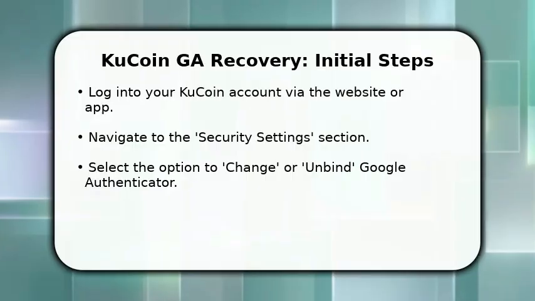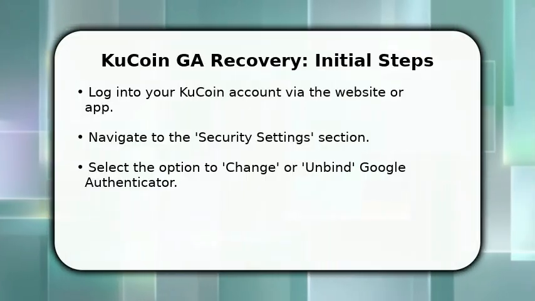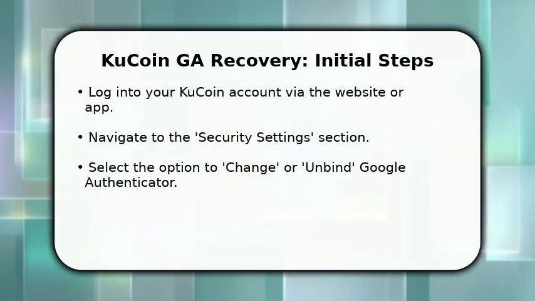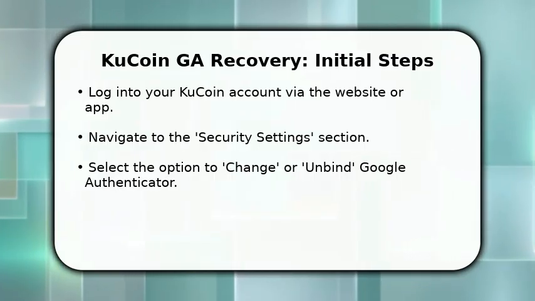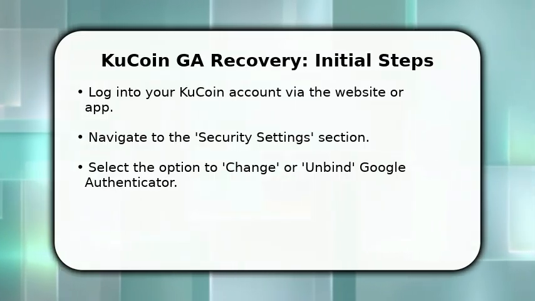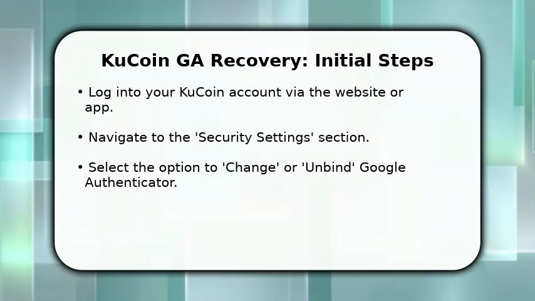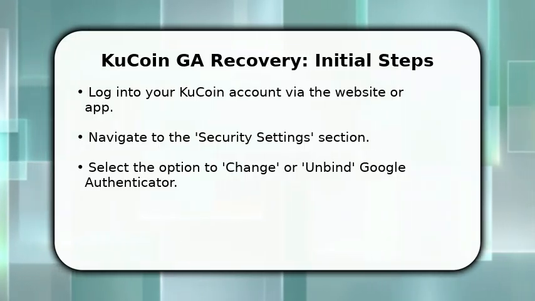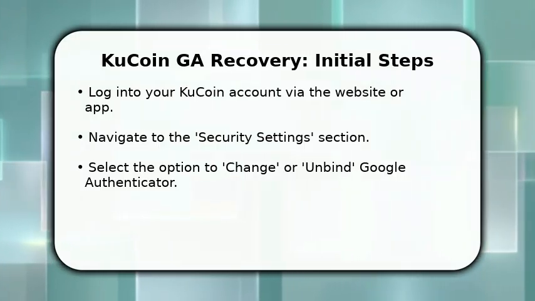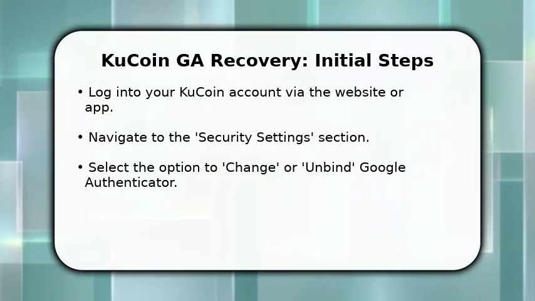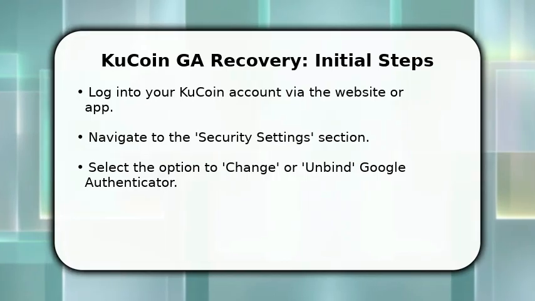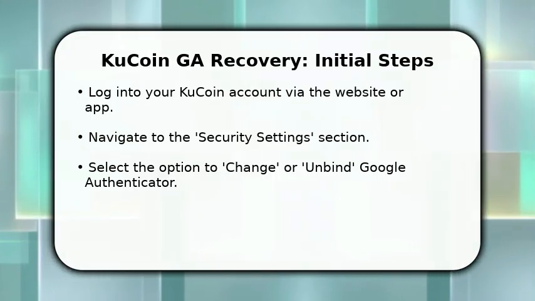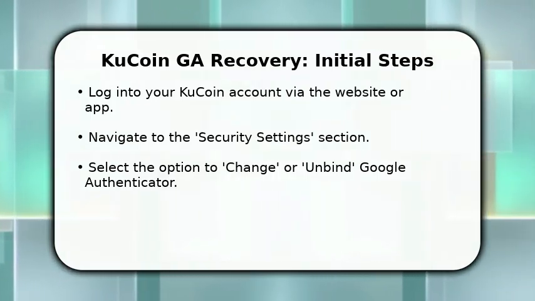Enjoy the video. In this video, I will explain how to recover your KuCoin Google Authenticator. First, open the KuCoin website or app and log into your account. Then, find the security settings. You'll need to locate the option to disable or reset your Google Authenticator. This usually involves a verification process to confirm your identity, so be ready with your email and other security details. It's a straightforward process to regain access.